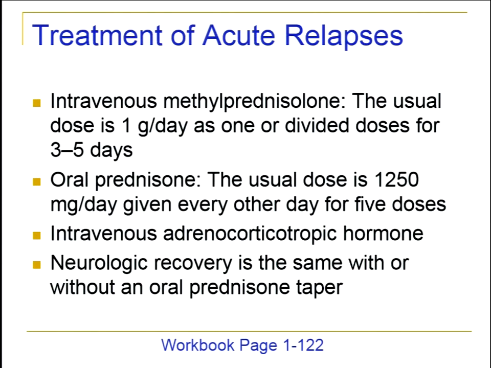You can also use oral prednisone. The usual dose is huge, right? It's 1250 a day, given every other day for 5 days, 5 doses, so 10 days total before you're done. You can use ACTH. For a while there was a shortage on methylprednisolone IV, so that was used some. Generally we don't use it because of the expense. And we do know that recovery is the same with or without a taper. So unless you have an extremely long course of steroids, we usually don't need to taper with just a three-day course.